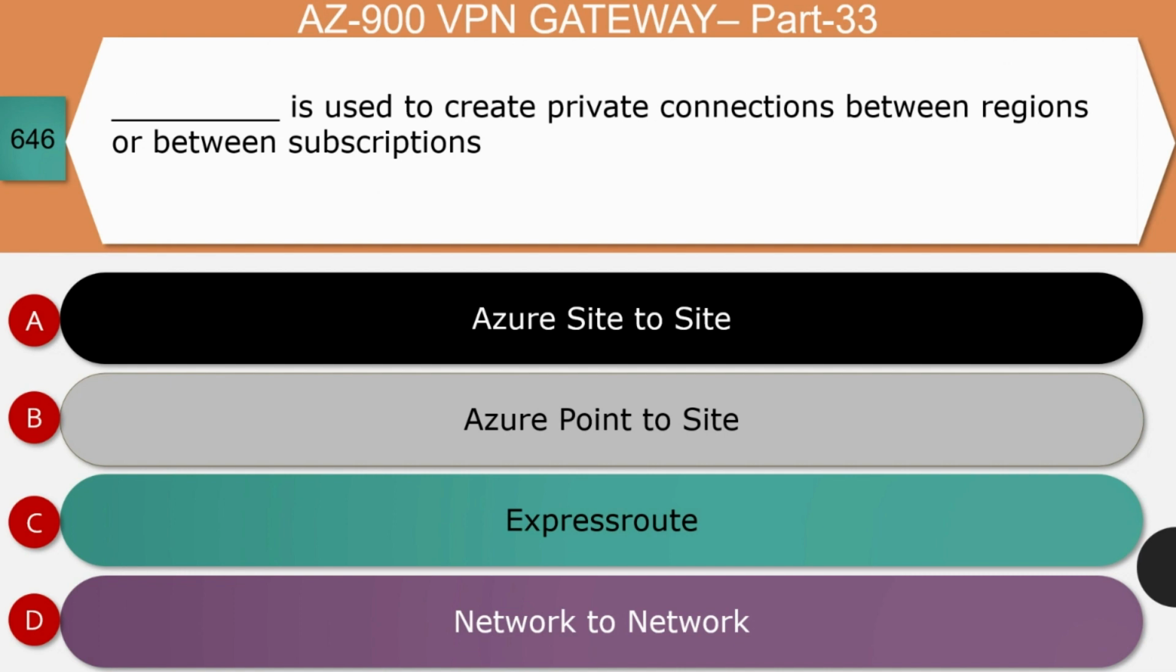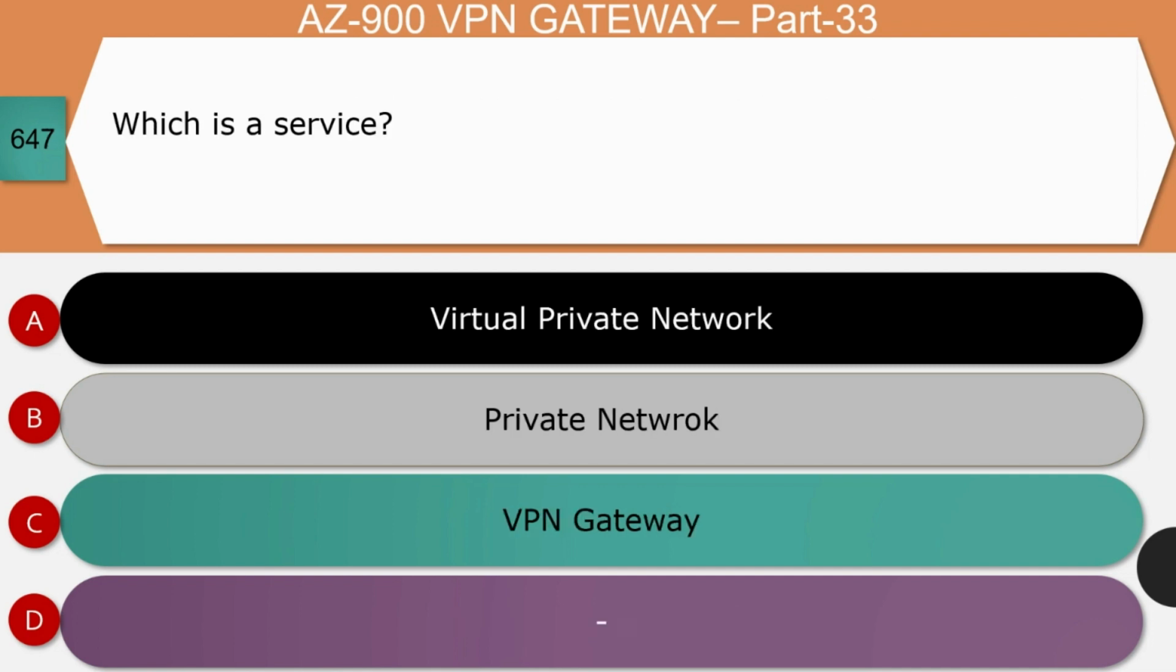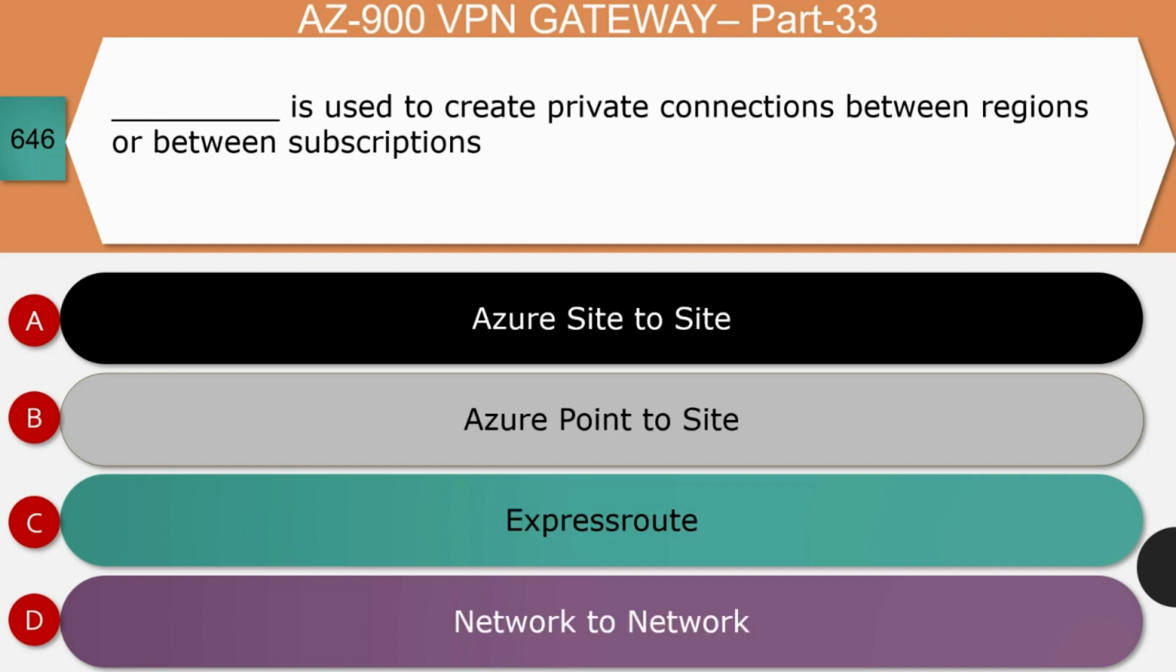Next question, Dash is used to create a private connection between regions or between subscriptions. Is it Azure site to site, Azure point to site, Express Route, or network to network? So here in this question, you have to understand there are two different networks which are available in regions or across subscriptions. If they are going to be connected together through VPN gateway, then it is a type of network to network connection. And so the right answer for this question is network to network.